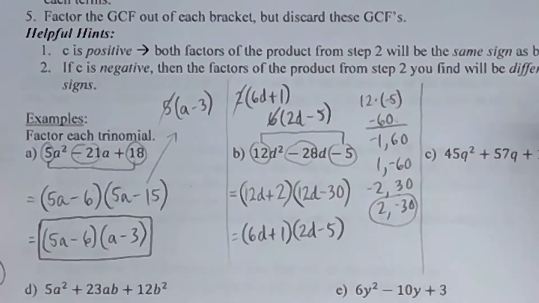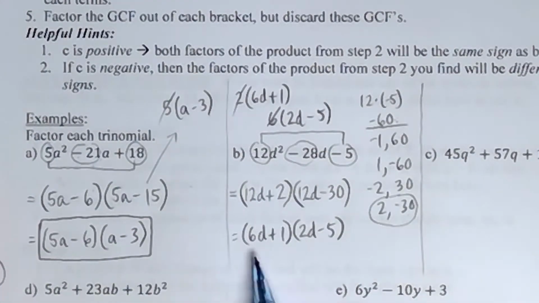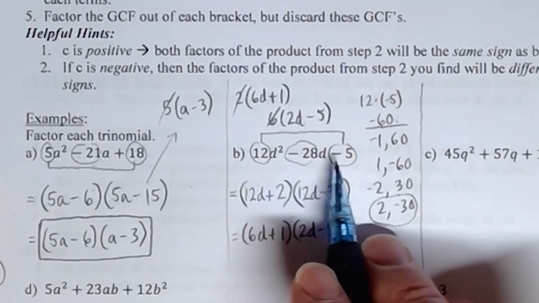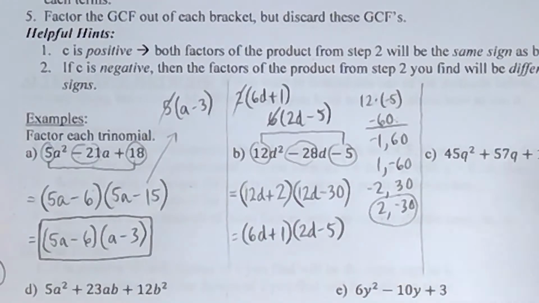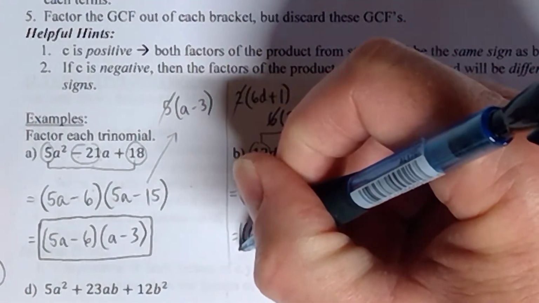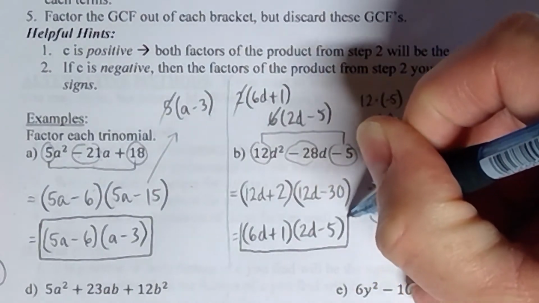2d minus 5. And I guarantee you guys, if you multiply these two brackets together, just like we learned how to multiply brackets together back in section 6.3, first day of class, all right, then I promise you it's going to end up being equal to this. It really is equal to that, but we factored it down to these two brackets here, all right.